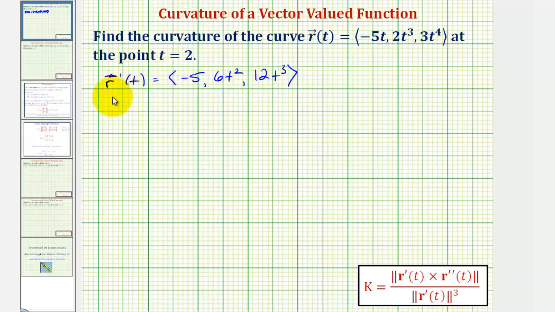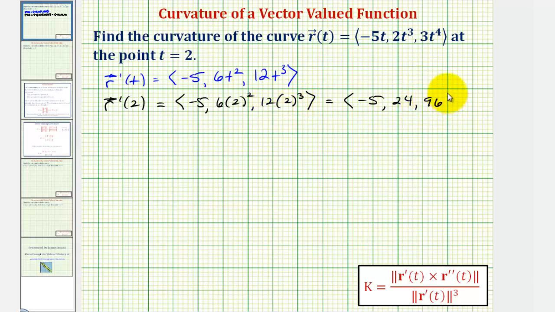Now let's go ahead and evaluate this at t equals 2. So we have r prime of 2. We'd have an x component of -5, a y component of 6 times 2 squared, and a z component of 12 times 2 to the third. So simplifying, we'd have -5, comma, 6 times 4 is 24, and 12 times 8 would be 96. So we just found r prime of 2.